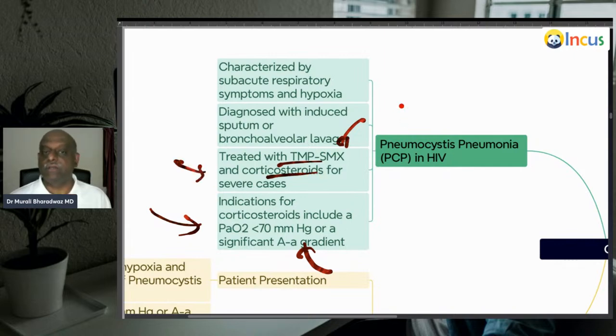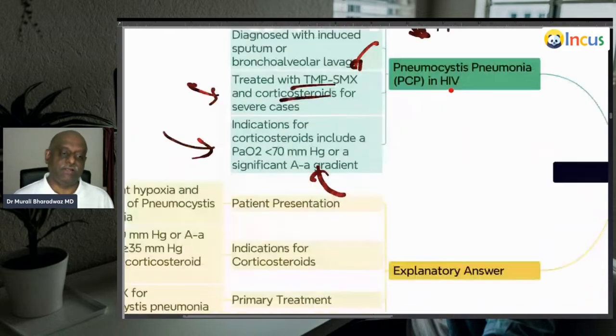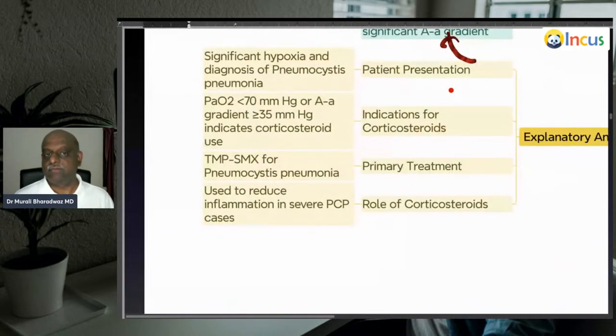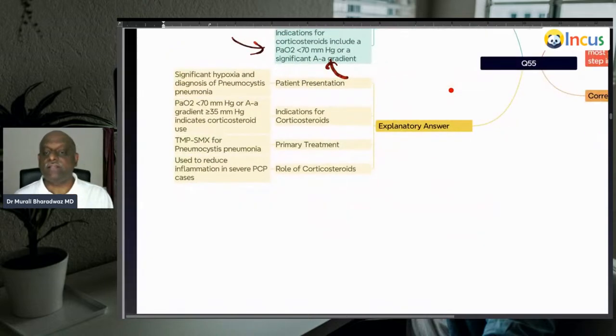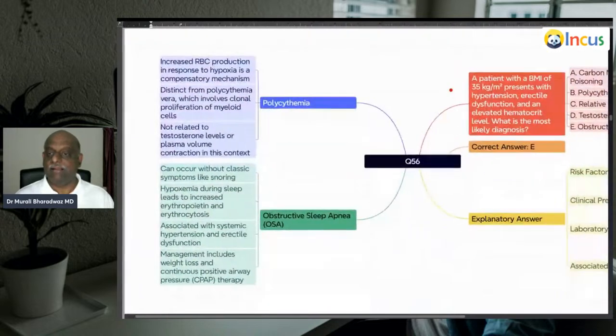How do you diagnose? Bronchoalveolar lavage is the way you diagnose. So any PaO2 less than 70 or alveolar-arterial gradient more than 35 in a case of pneumocystis pneumonia is an indication for steroids, is what you need to remember.